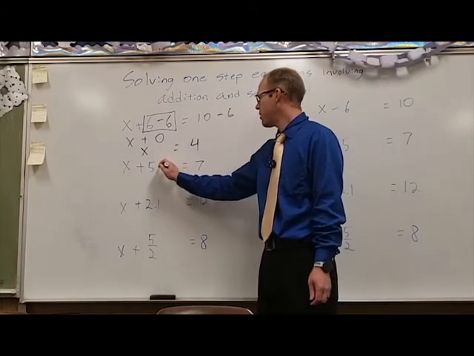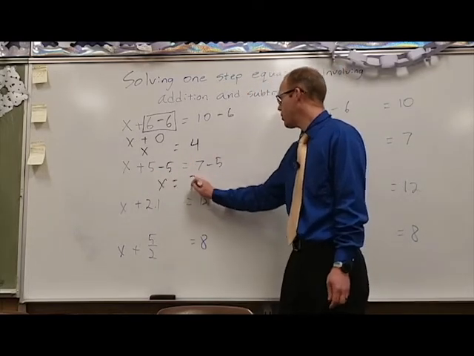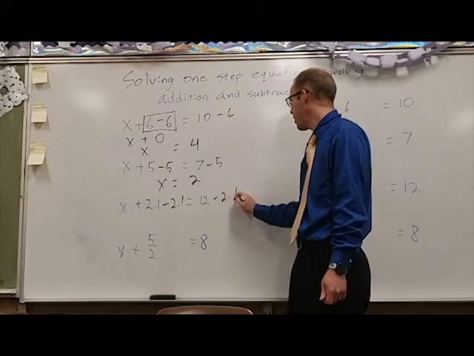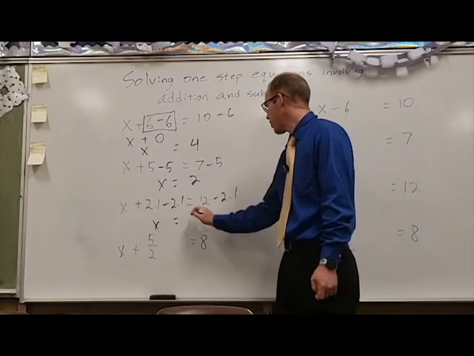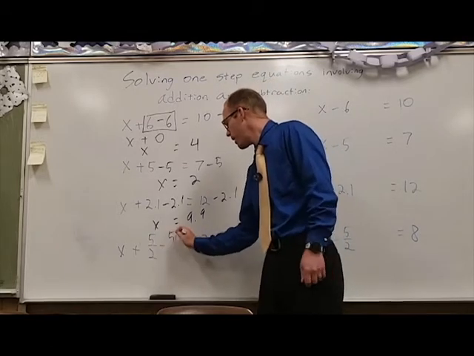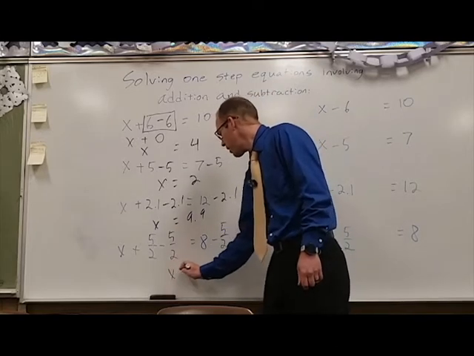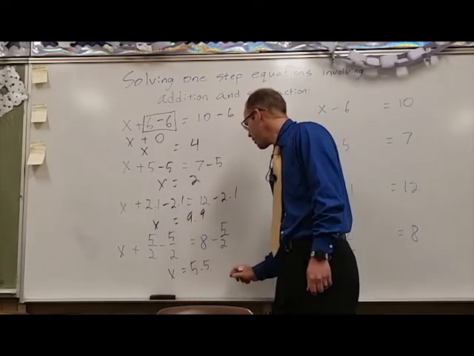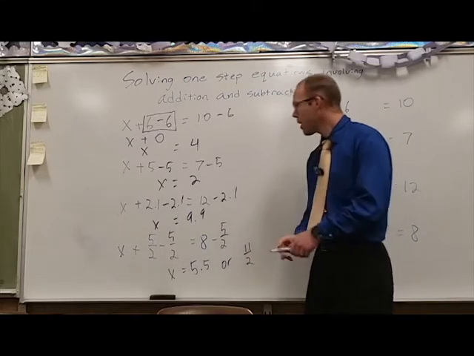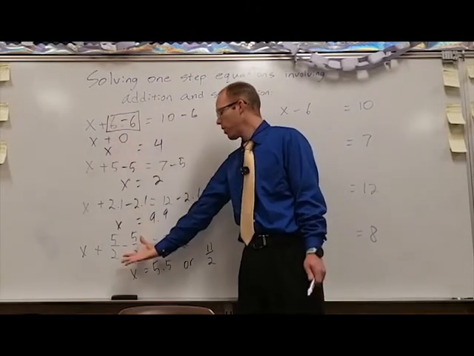We can keep doing that with these. Subtract 5 to eliminate that, and we get x equals 2. It works with decimals. Subtract 2.1 from both sides, and we end up with x equals 9.9. It works with fractions. I'm going to subtract 5 halves from both sides, and we end up with x equals 5.5, or we could write that as 11 halves. As long as we add and subtract the exact same number, it's going to work this same way.